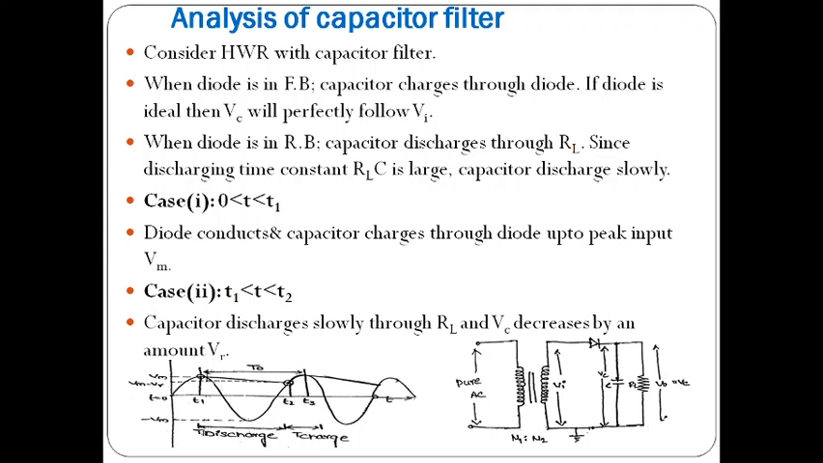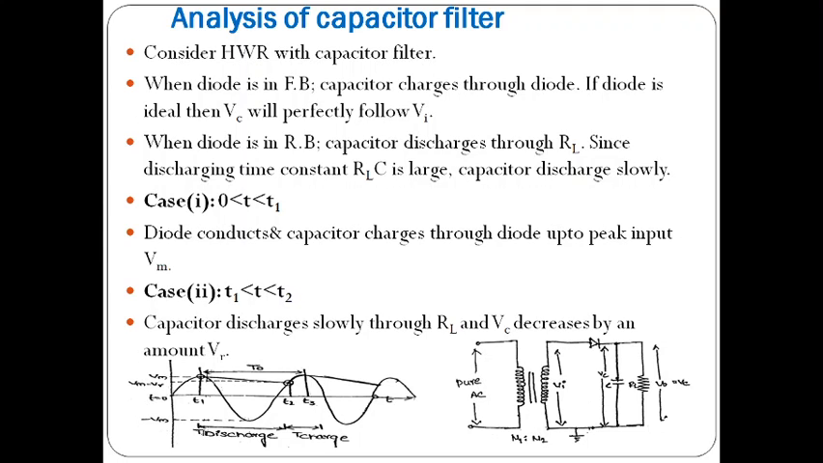During the time period T0 to T1, it is the positive half cycle. In this positive half cycle, diode D is in forward bias, so it conducts. My capacitor charges through diode D up to the peak input voltage, the maximum voltage Vm. Here I am assuming my diode is ideal. If it is not ideal, the charging voltage is reduced to Vm minus some drop across the diode.